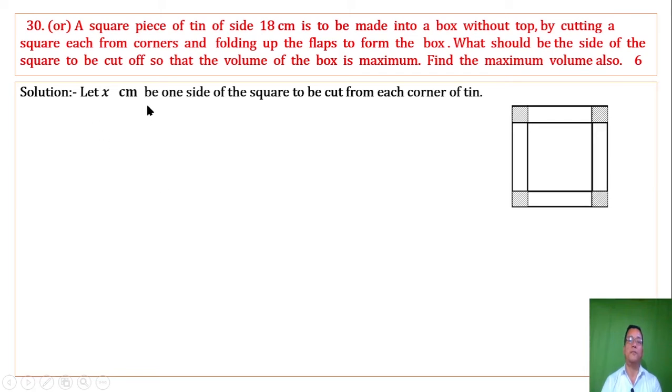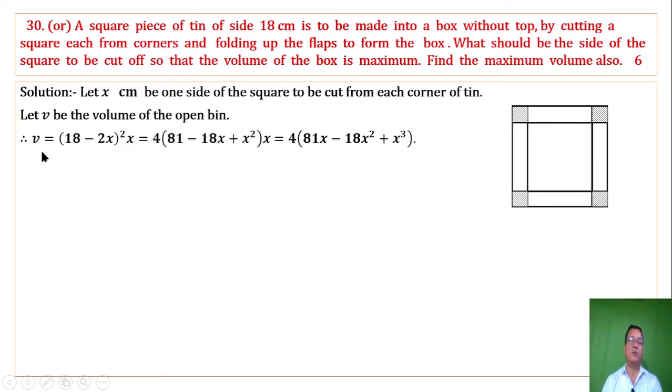Let x centimeter be one side of the square to be cut from each corner of the tin. Let V be the volume of the open box. Then volume is equal to 18 minus 2x, 18 minus 2x, times the height x. We have this, expand and multiply. Now V is a function of x only.